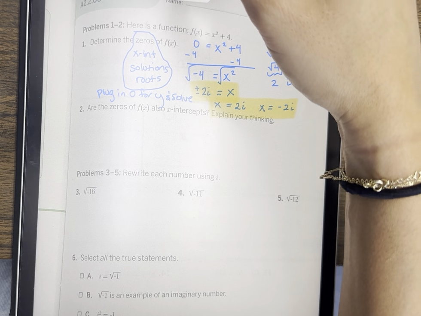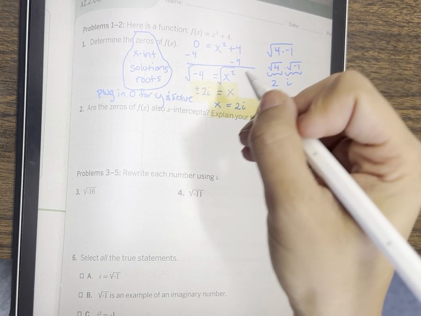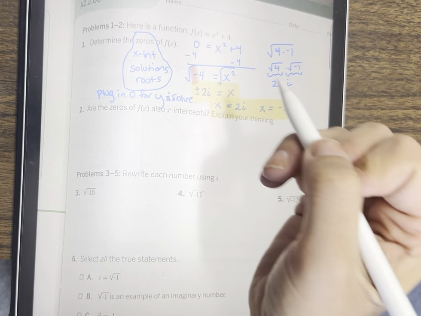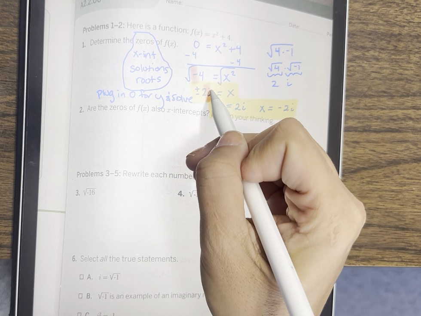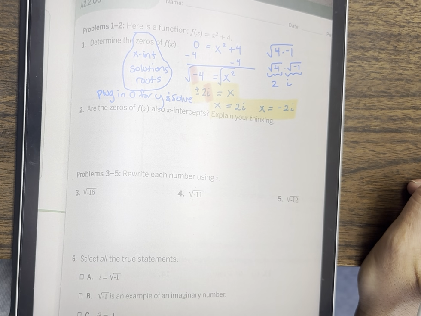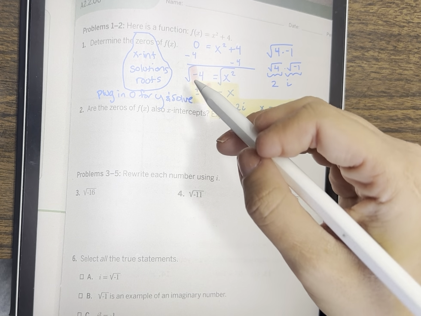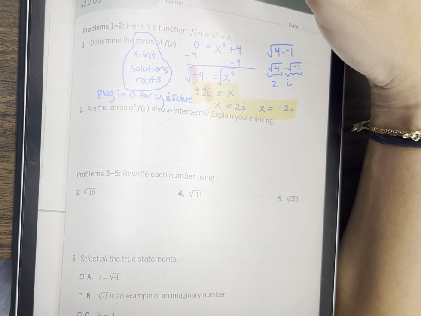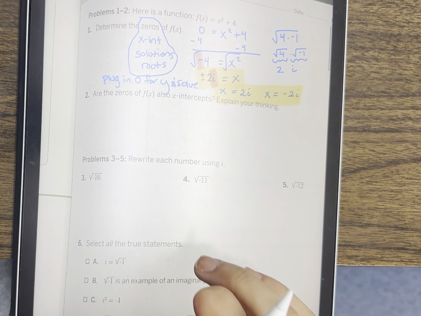And then just a quick little note, remember, a negative inside of the radical ends up being an i outside of the radical, okay? Not a negative outside the radical, not an i inside the radical, okay? Negative in radical, i outside radical. That's the only thing. Okay, let's move it along.